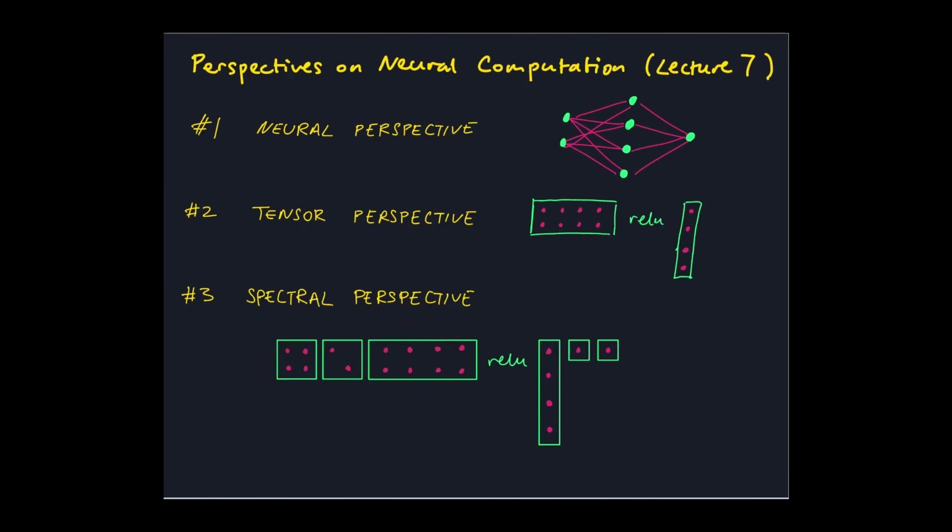I also wanted to remind you that in one of the even earlier lectures, we were thinking about different perspectives on what's happening inside a neural network. There was the neural perspective, thinking about tensors, and then thinking about spectral properties of tensors. So this is just recapping some different things.